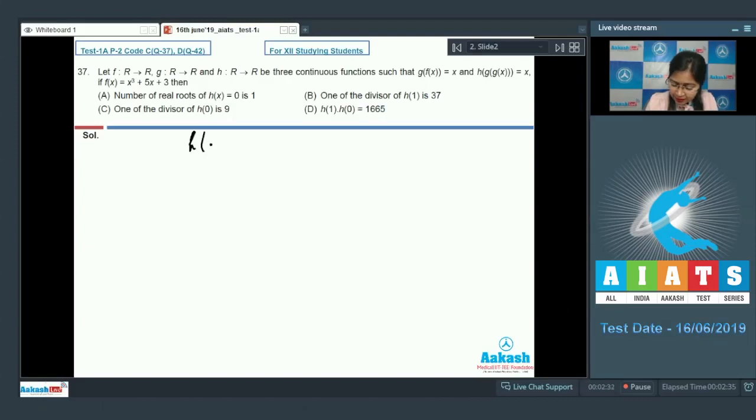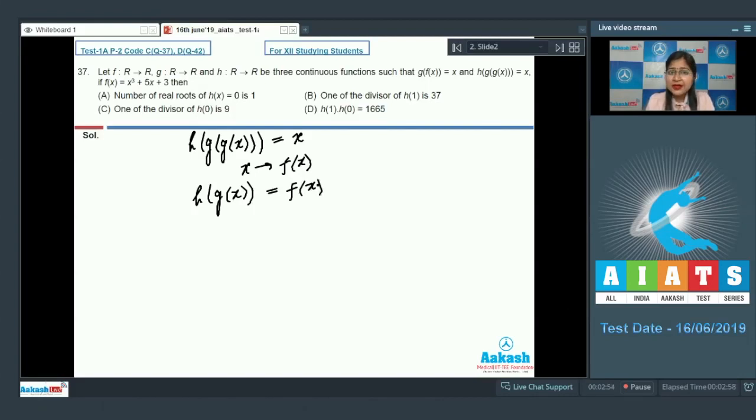It has been given that h of g of g(x) is equal to x. If we replace x by f(x), we will get h of g of f(x), that is equal to x, so we get directly x. So this is equal to f(x). Now again, replacing x by f(x), we will get h of g of f(x), that is again x. So this is equal to f of f(x). So this is the function h(x) that we have obtained.